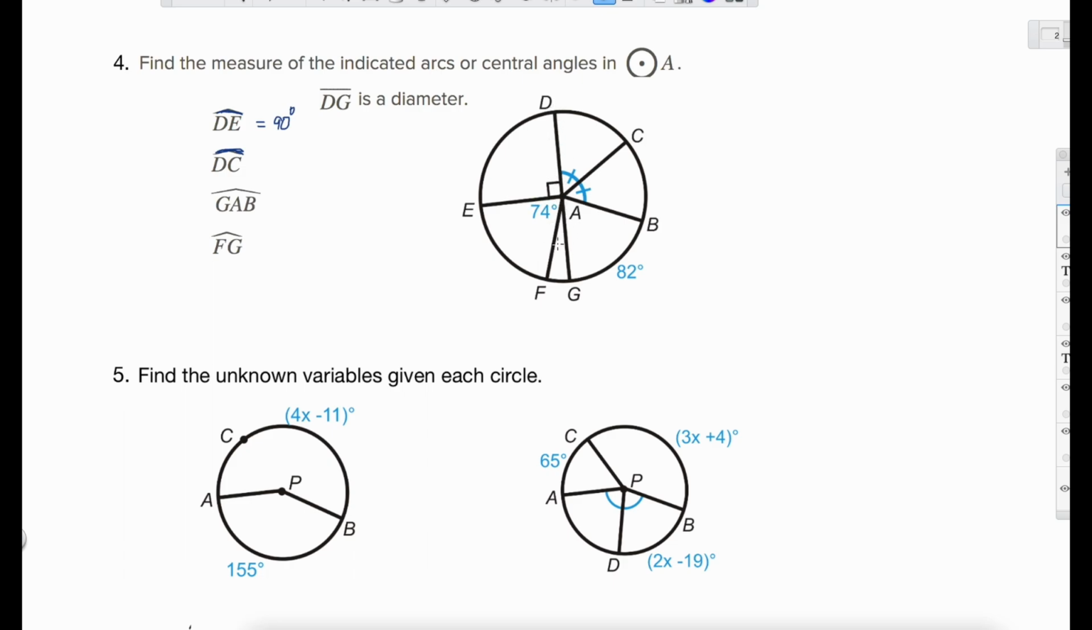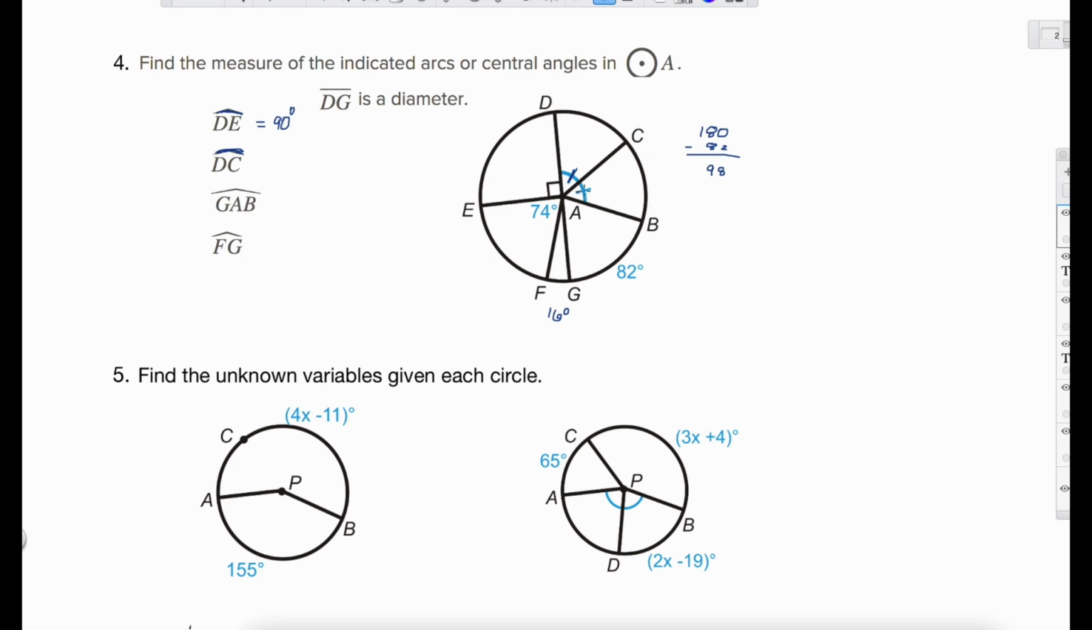DG is a diameter. So this arc here has to be 90 minus 74. That's 16. That's 82. These two angles and the 82 need to give us 180. So I take 180 and subtract 82, and that gives me 98.